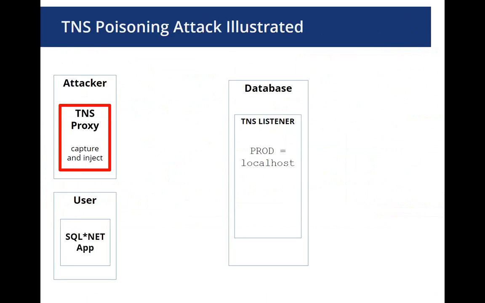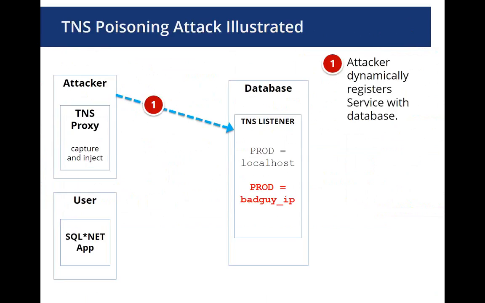There's no other protections. So basically, my attacker then downloads some software, and I'll actually show you this in real life and show you where you can download it. And he installs this little tool called TNS Proxy on his machine. He's on your network. And what the attacker does is then registers with the database and says, hey, I see your prod database. I want to be part of your cluster, and I want to load balance.